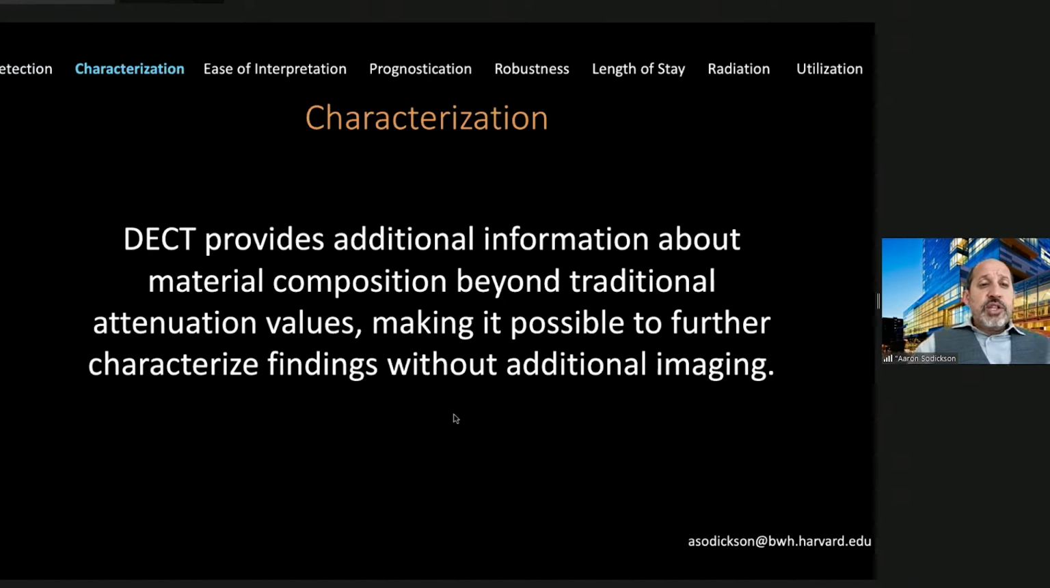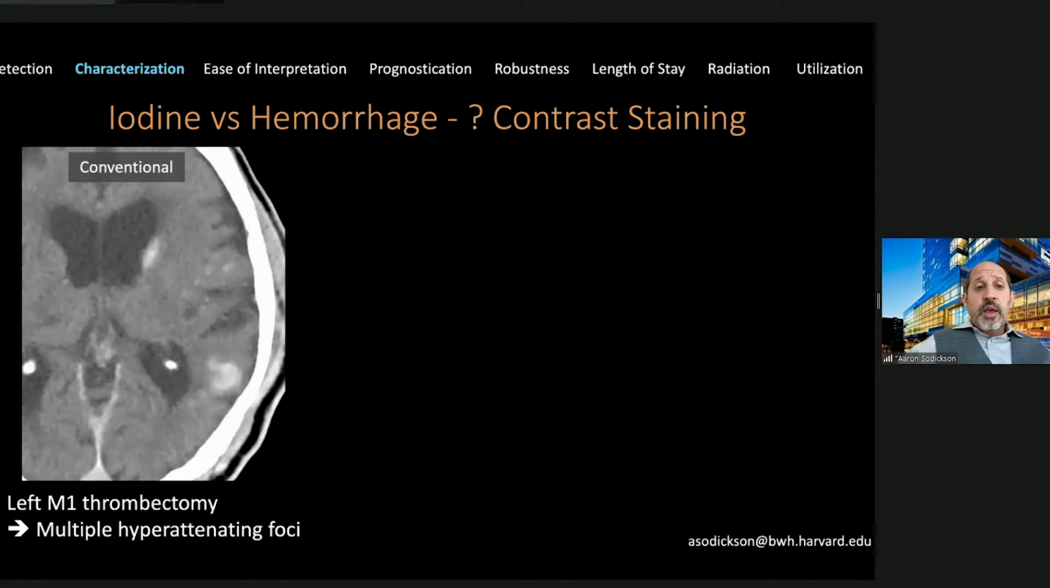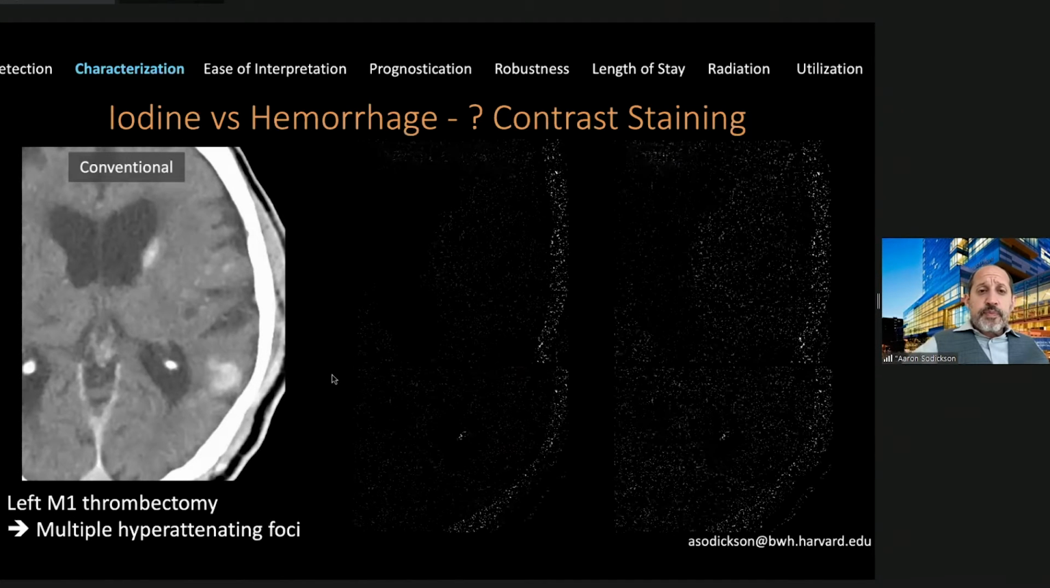Let's move on to characterization. Dual energy can provide additional information about material composition beyond traditional attenuation values, making it possible for us to further characterize findings without additional imaging. Here's a patient that had a stroke and had a left M1 segment thrombectomy, and on the post-procedure scan, we see these bright foci in the brain.